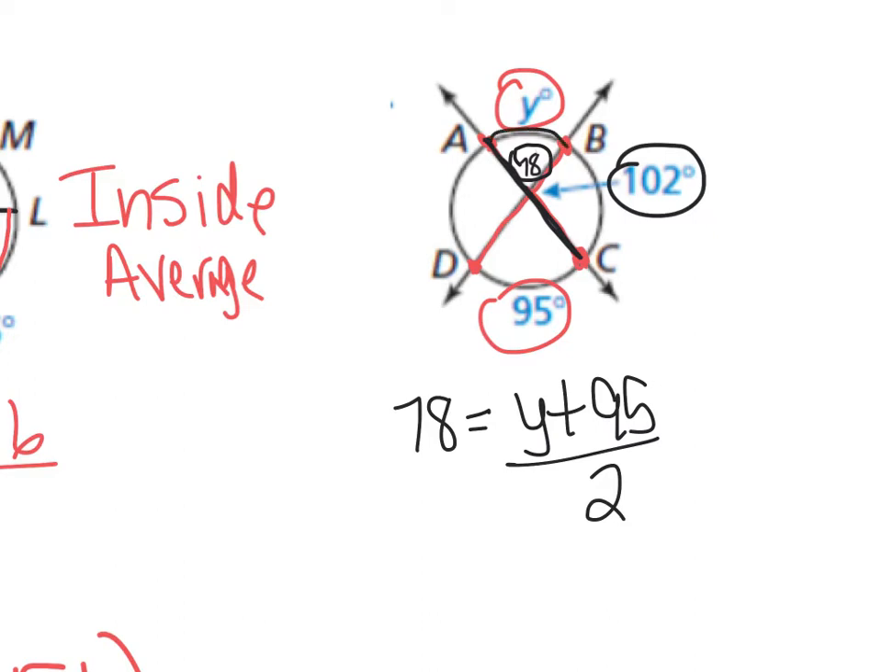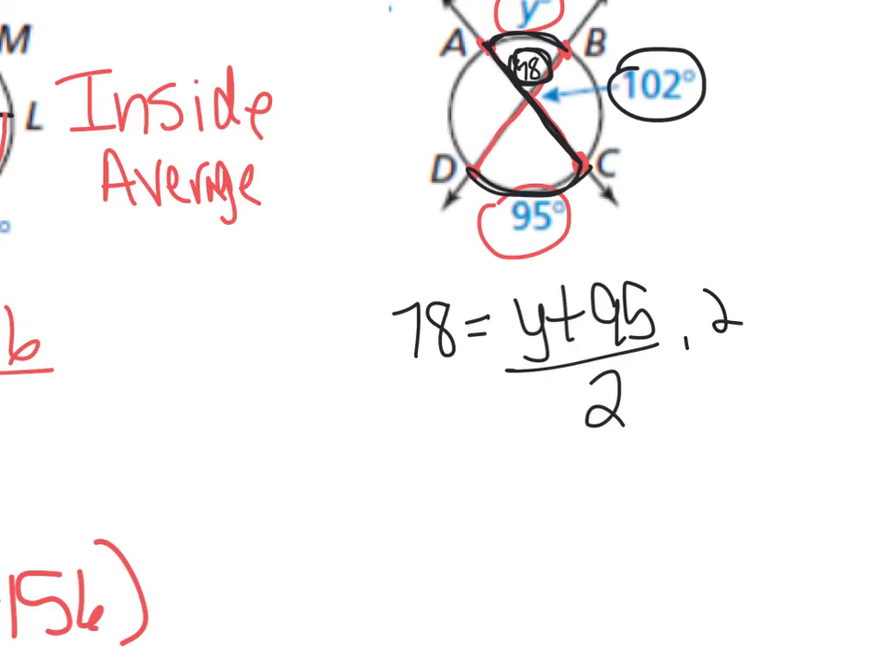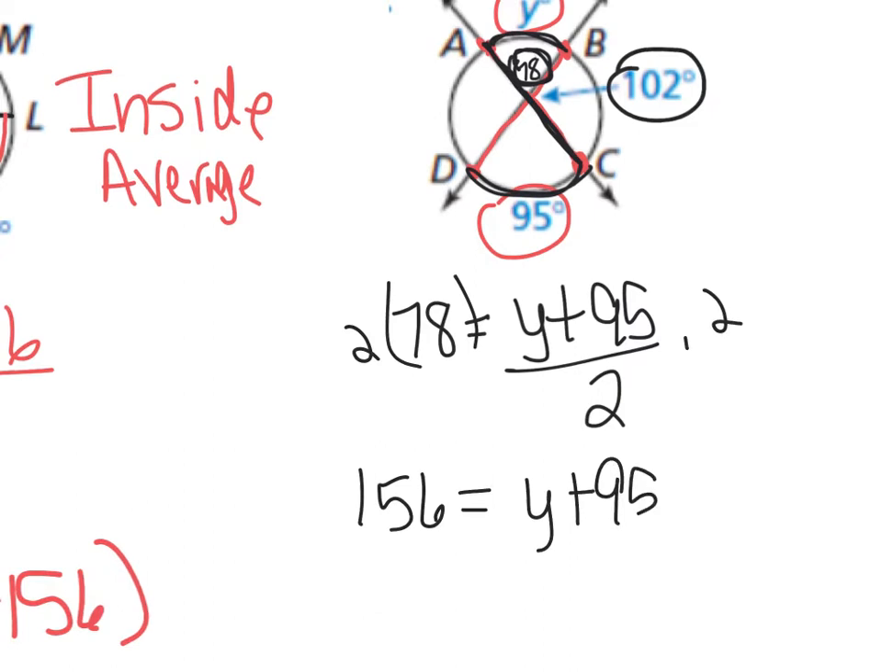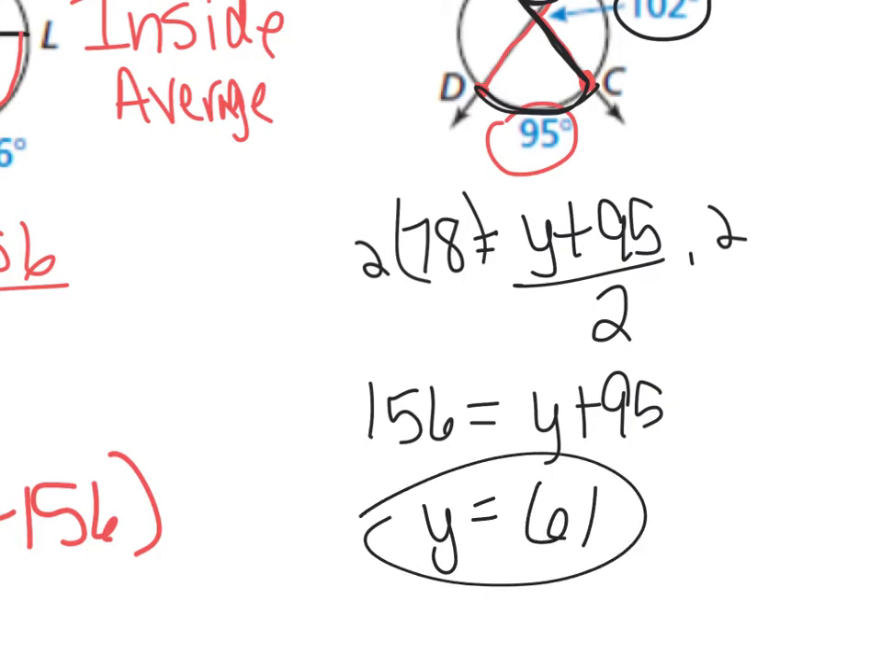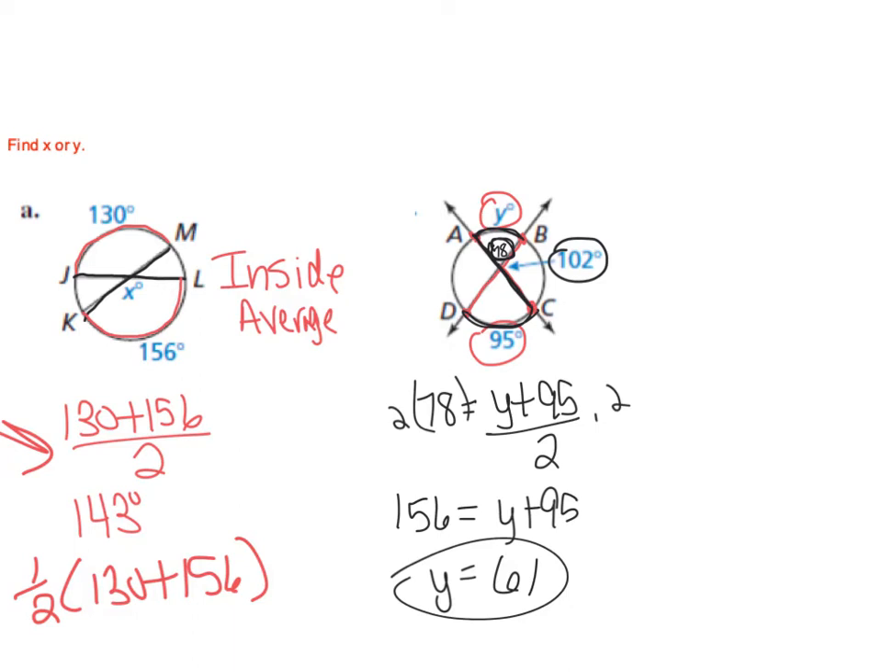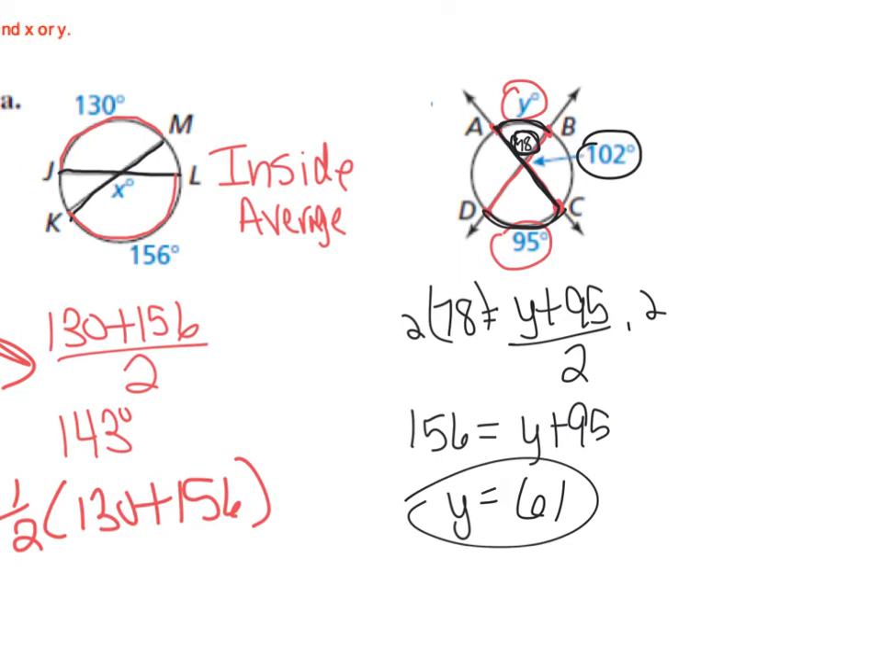So I would have y plus 95 divided by 2 is going to be 78. So to solve that, we're going to multiply both sides by 2. And 78 times 2 is 156. And then if I subtract 95 from both sides, I should get that y equals 61. So again, you cannot just assume that the information that's given is the only information you'll need to solve the problem. Sometimes you need to look at it and say, all right, which pieces of information are given to me and what do I need to use prior knowledge to figure out in order to help me solve the problem.